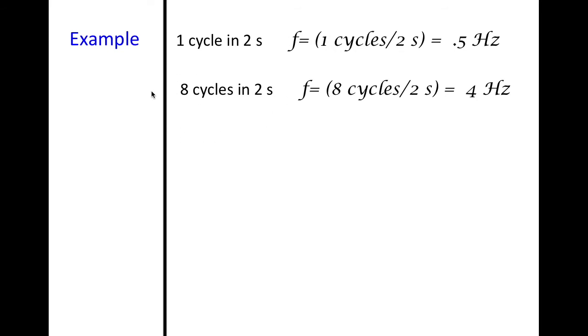Another example is if I had 8 cycles, 8 back and forth motions, in 2 seconds. That would give me 4 hertz, which means that I have 4 back and forth motions, 4 full cycles, in every second. And we can tell that the higher the number, the higher the amount of motion, how many cycles I have per second. So 4 hertz is much higher than half a hertz.